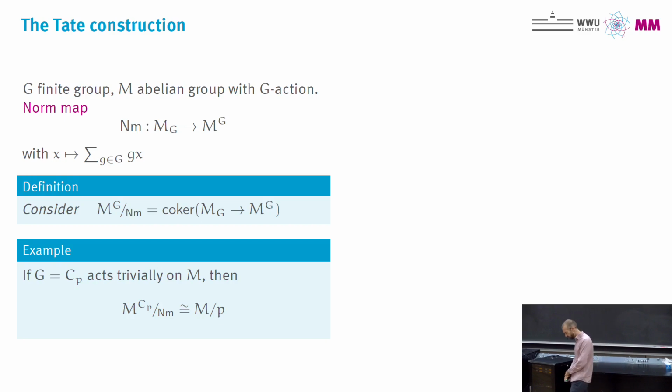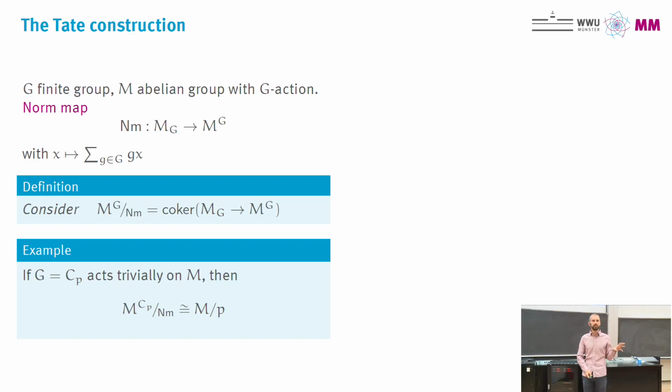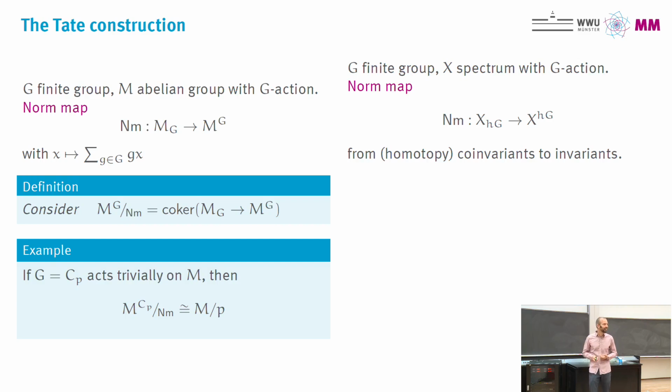So if G is a group C_p with p elements, and I let it act trivially on a group M, what is the Tate construction? Well, the action is trivial, so the invariants agree with M, and the coinvariants also agree with M, but the norm map is given by multiplication with p. So the cokernel is just the mod p reduction. And this is admittedly a very complicated way of introducing the mod p reduction of an abelian group, but that's the kind of thing we do in higher land. So this is kind of part of the spiel. Sometimes you have to say things in ordinary land in a somewhat convoluted, complex way in order to carry it over in the right way into higher land.